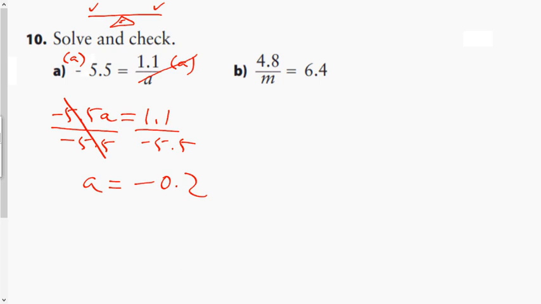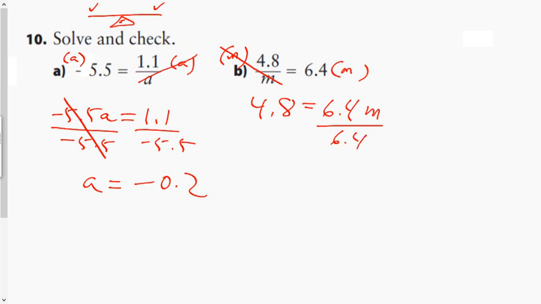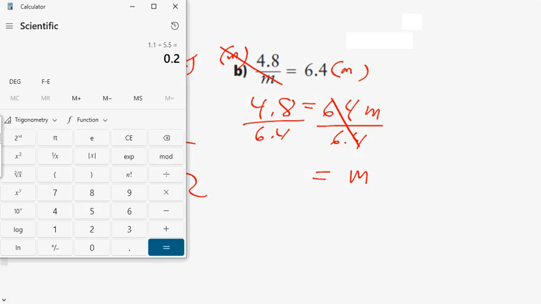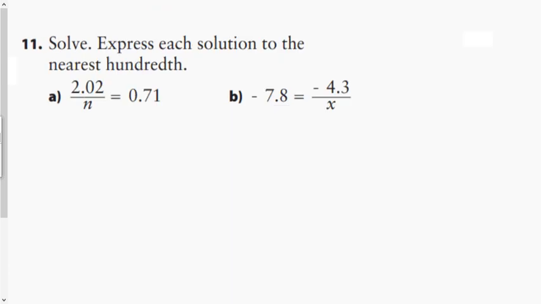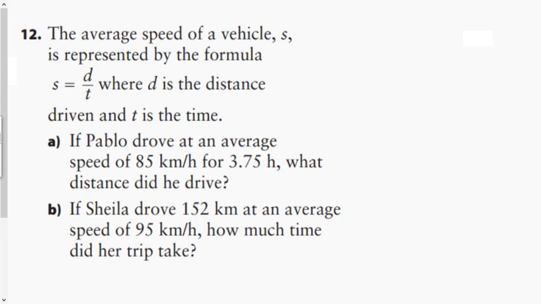Same thing with the next question. Our variable is in the denominator. First step is to multiply both sides by m. 4.8 equals 6.4m. Divide by the coefficient. And m will equal the quotient of 4.8 divided by 6.4 equals 0.75. Skip 11. On to the story problem.